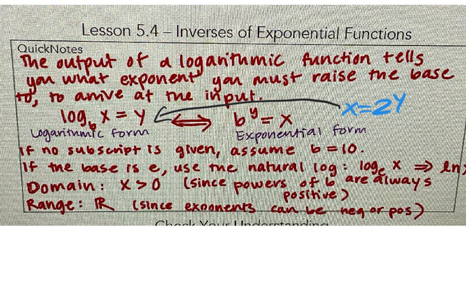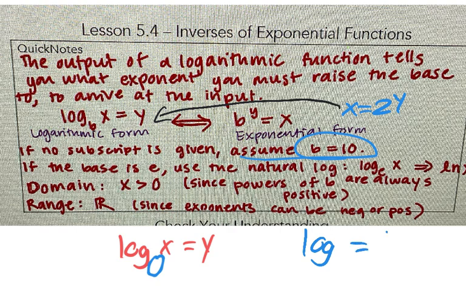All right. If I write just a log and I don't write a base, if I wrote log of x equals y, that's correct. If there is no subscript, assume that the subscript is 10. Right, that's what that says right there. So log on its own is the same thing as log base 10.